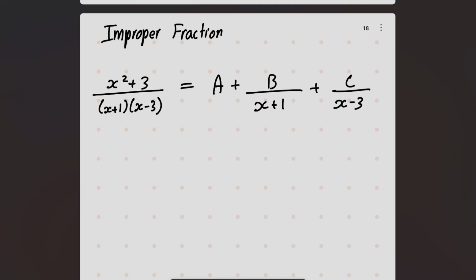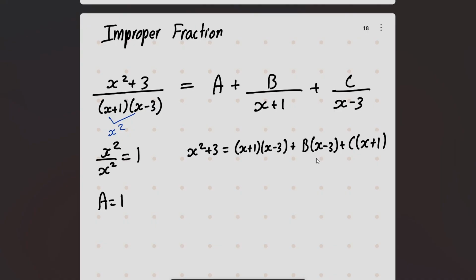So instead, what you're going to do now is multiply these two x values. You're going to get x squared. So you're going to divide the x squared of the numerator by the x squared of the denominator. So in that case, you have x squared over x squared, which is 1. So in this case, your A is equal to 1. So now what we're going to do is multiply the whole thing with x plus 1 times x minus 3, and you're going to get x squared plus 3.